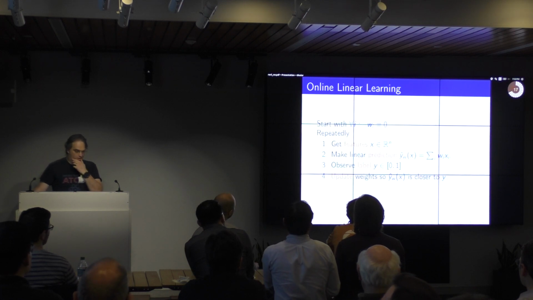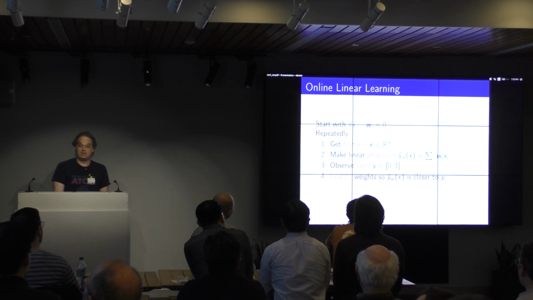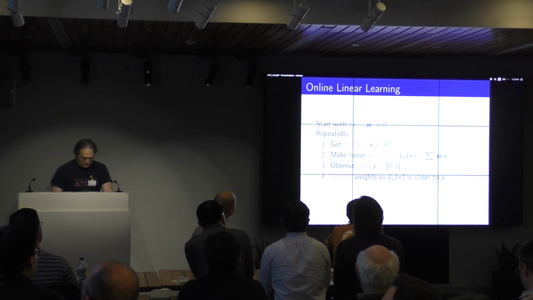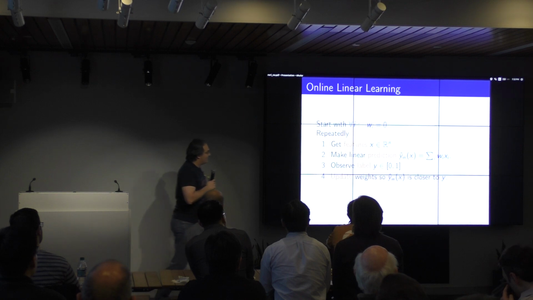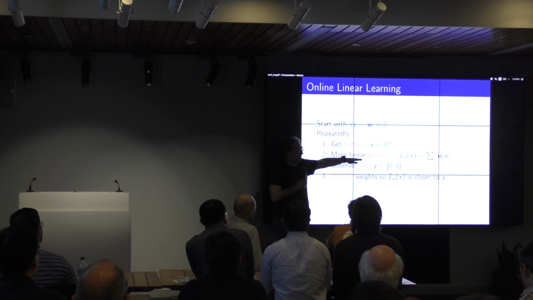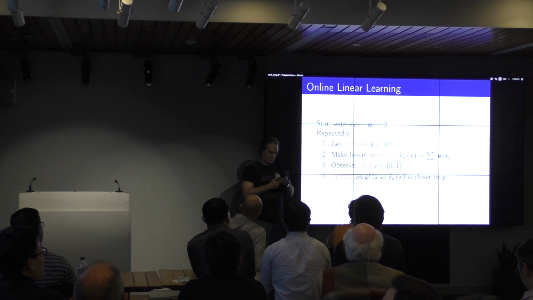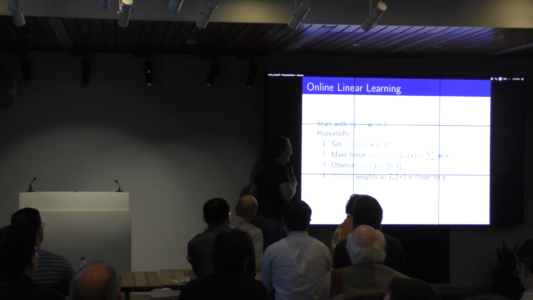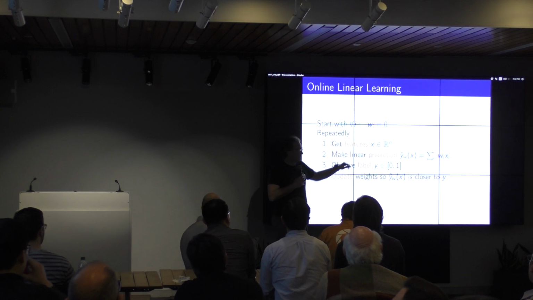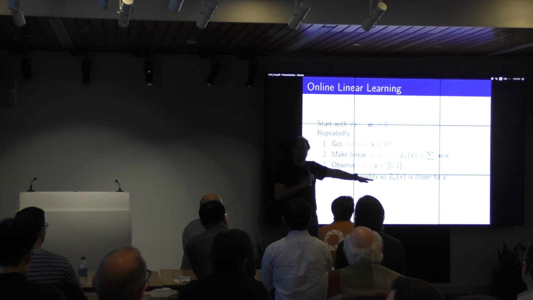Okay, so let's start with online linear learning. This is what the baseline default is in Vowpal Wabbit. So you get some features, and then you make a linear prediction, and then you observe a label, and now you update your weights, right?